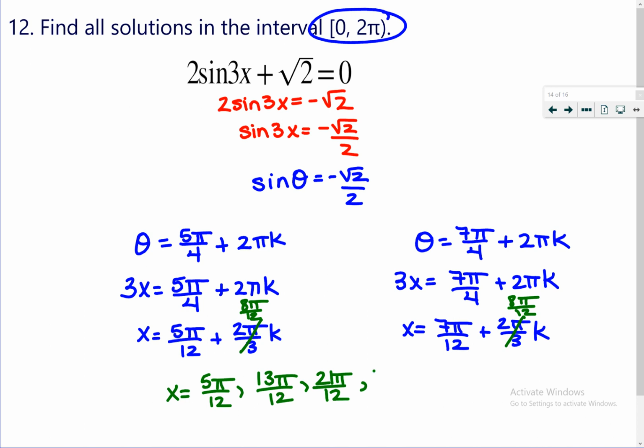Then I go to the next group, 7 pi over 12, 15 pi over 12, and 23 pi over 12. Anything after that would be larger than 2 pi. You could always subtract it too, because k is an integer, it could be negative. But if I subtract 8/12, it's not going to give me any additional answers between 0 and 2 pi. Okay? Any questions on that one?